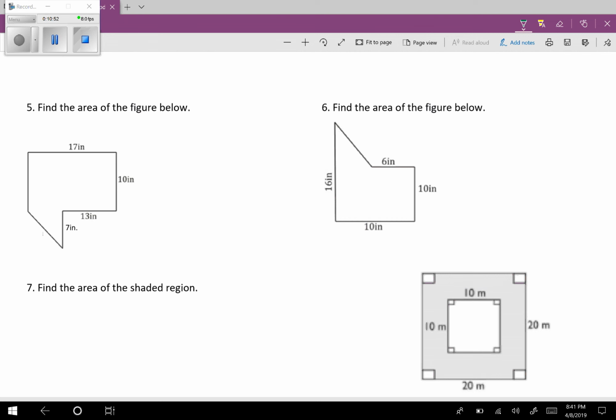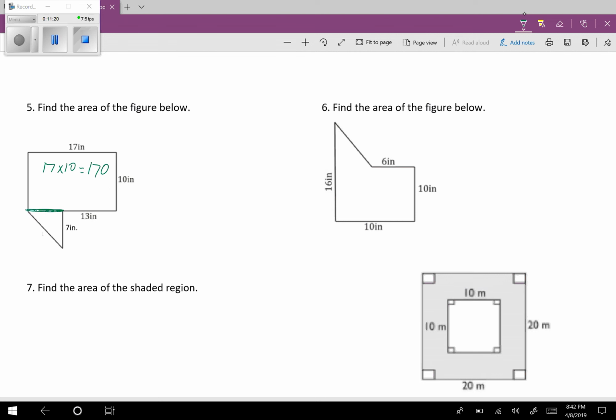So what we're going to do for number 5, we're going to cut this up. We can create a rectangle, and then if you cut this right here, you get a triangle. Okay, so we can make a rectangle and a triangle. So the area of our rectangle is going to be 17 times 10, which is 170.